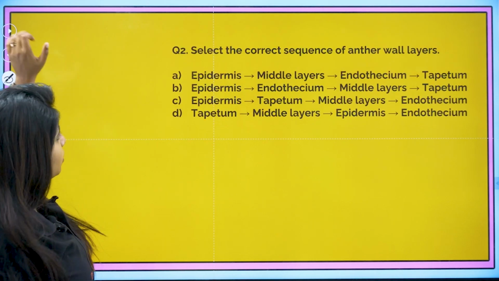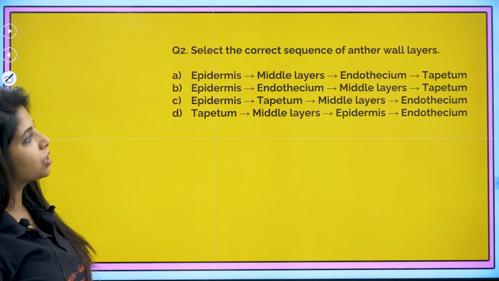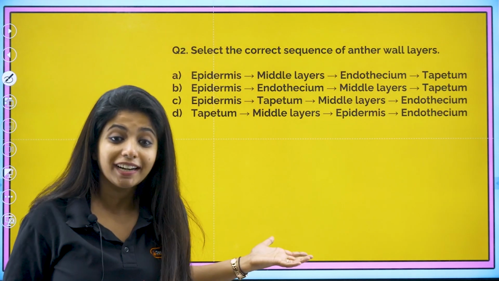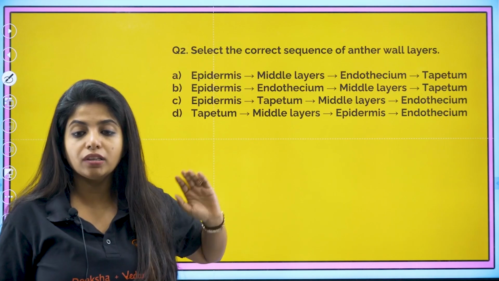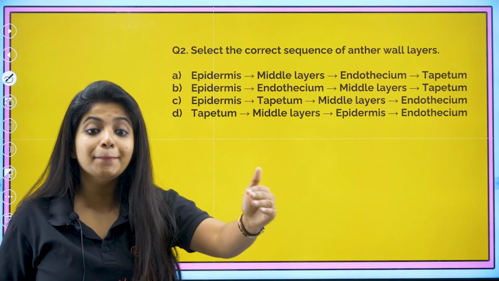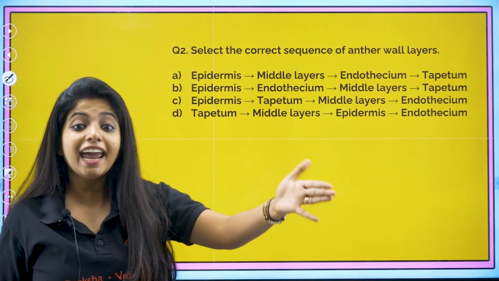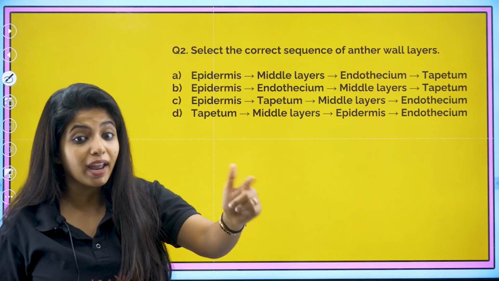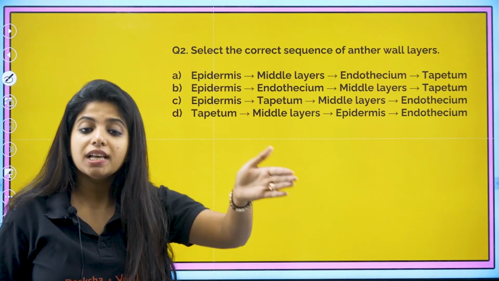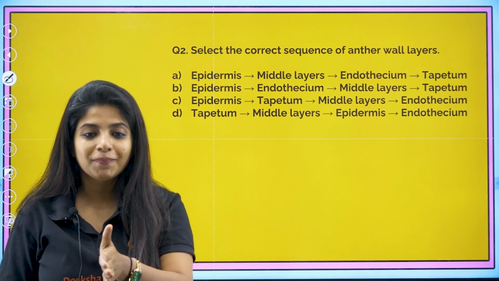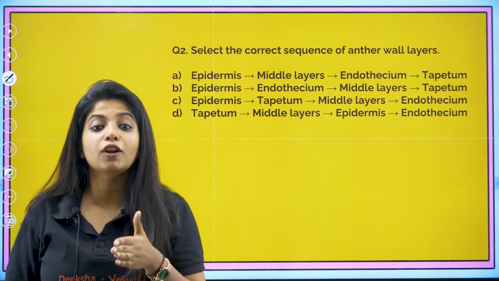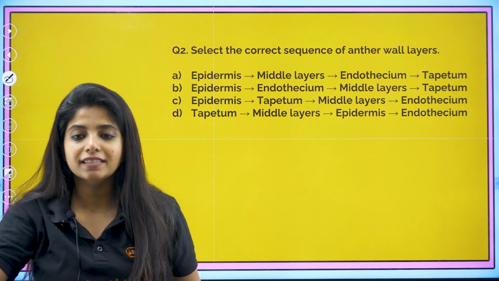Okay, now going ahead with the next question. Select the correct sequence of anther wall layers. We just discussed it right now. What is the correct sequence of anther wall layers? First comes epidermis, the outside one. Then endothecium, inside. So epidermis, then endothecium, then what? Middle layer, that comes in the middle of what? Endothecium as well as tapetum.